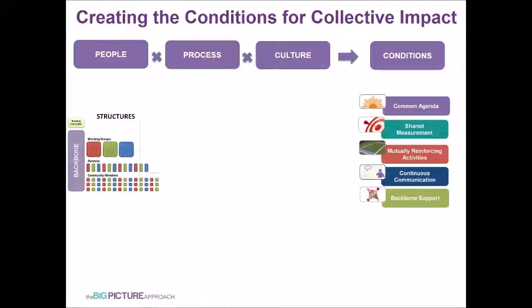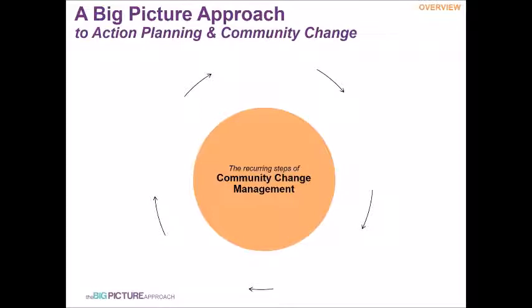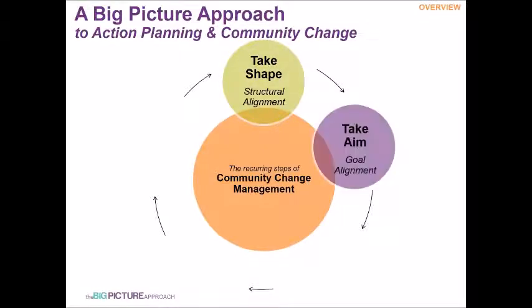Another key aspect is process. How do you actually bring that group together, take shape over time, and how do you do this in a big picture way where you're thinking about aligning the different structures that are part of the work? How do you take aim? How do you have a sense in terms of developing that common agenda, what the goals are, and how you have shared goals and vision in terms of the work, and get very specific about what it is that you're looking to do?